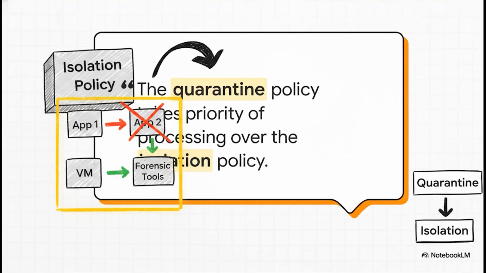So, the crucial point here is understanding what happens when policies overlap. Notice this specific priority rule. If VMs are part of both an isolation policy and a quarantine policy, the quarantine policy takes priority of processing.